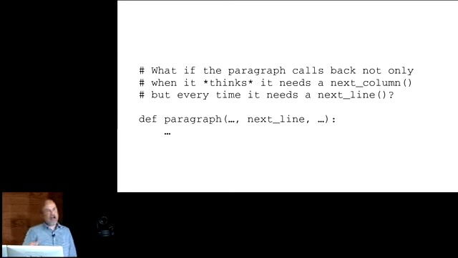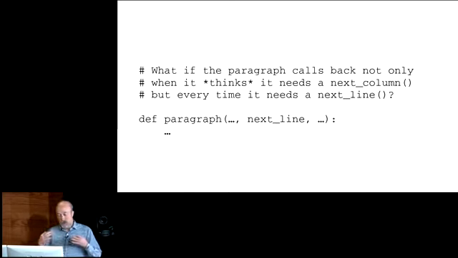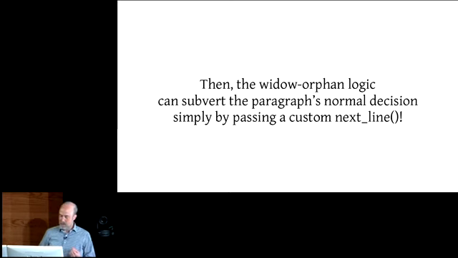What if I wrap that up as a callable? And so what if the paragraph calls back not only when it thinks it needs a next column? What if instead of only calling me back when it thinks it's ready for the next column, the paragraph calls back every time it needs a next line? What if I take that crucial if statement I need to control that's down in the paragraph's own code and bump it up into a callable that I pass in? Then the widow-orphan logic can subvert the paragraph's normal decision simply by passing a custom next line function.